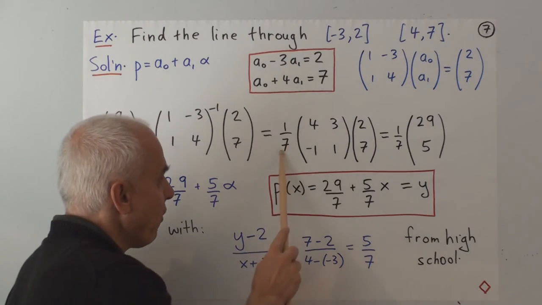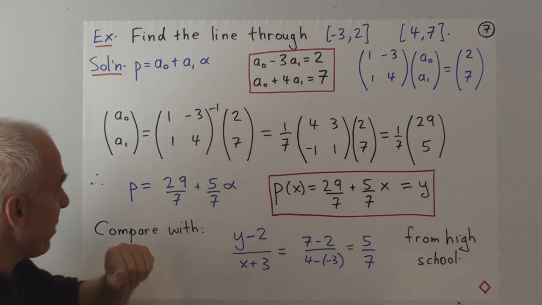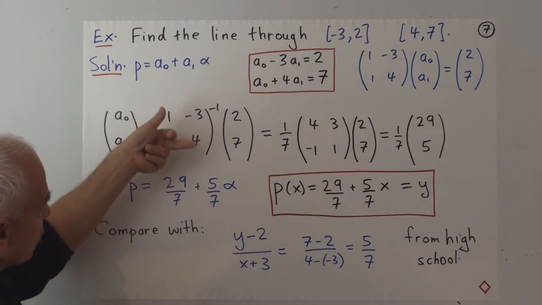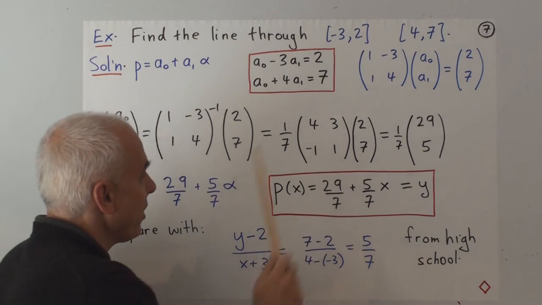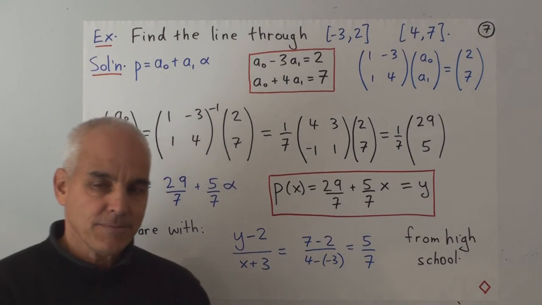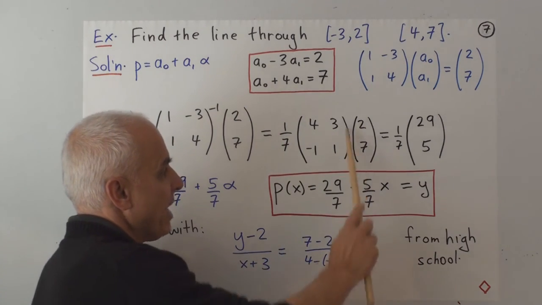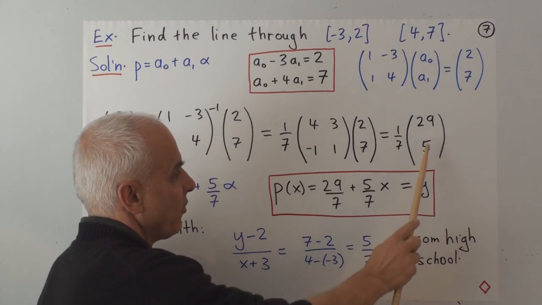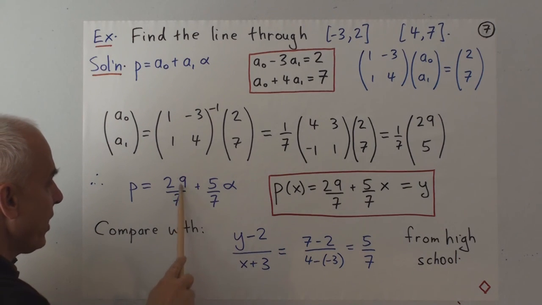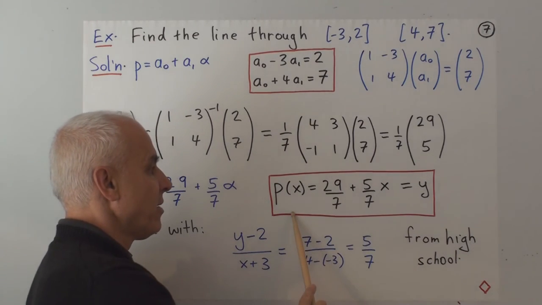And the inverse is 1 over the determinant times, for a 2 by 2, remember there's a special little formula that makes it pretty easy to find the inverse. We interchange the diagonal elements, 4 and 1, and we multiply the off-diagonal elements by minus 1. That only works in the 2 by 2 case. So there's the inverse. And then we do the matrix multiplication, and we get 1/7 of 29, 5. And so the coordinates of the polynomial are 29 over 7 and 5 over 7. There's the polynomial, there's the polynomial function.